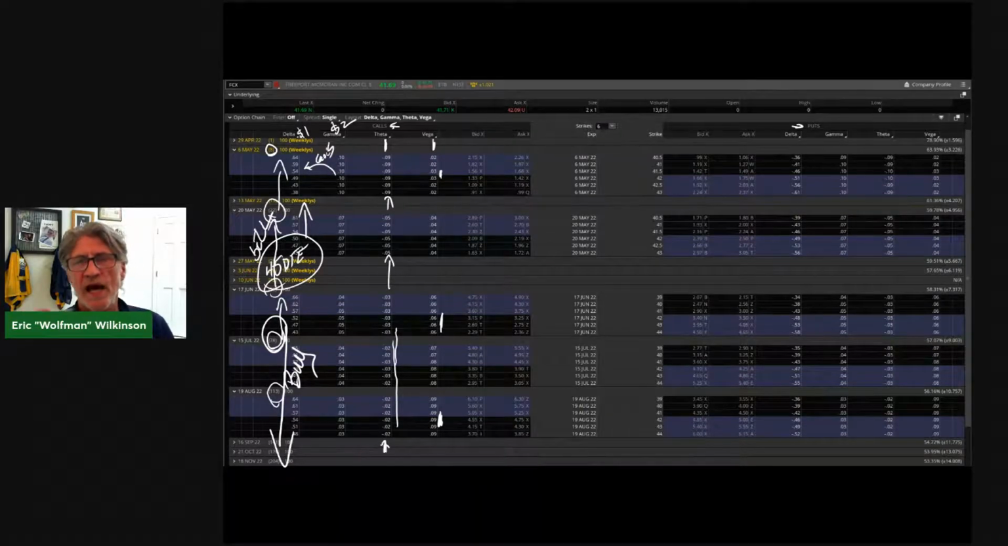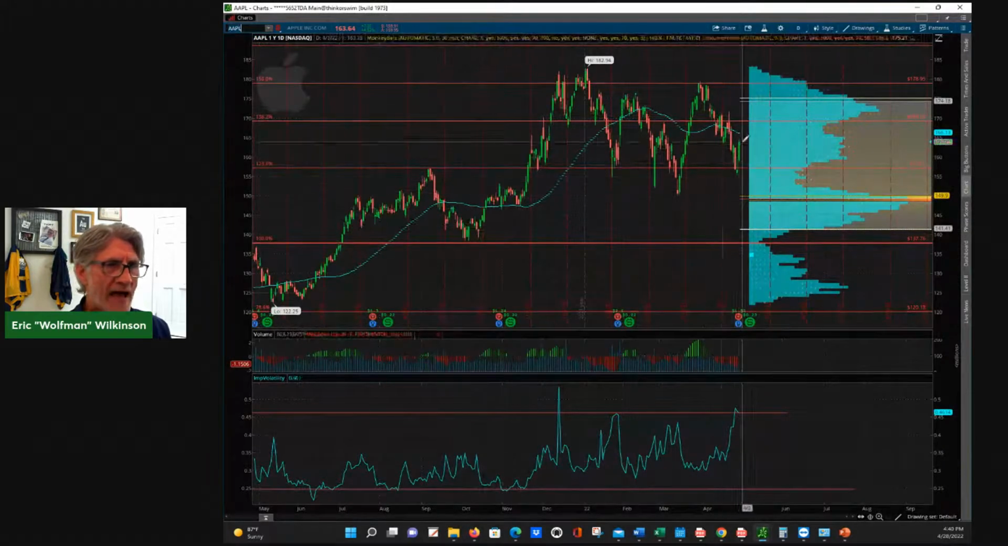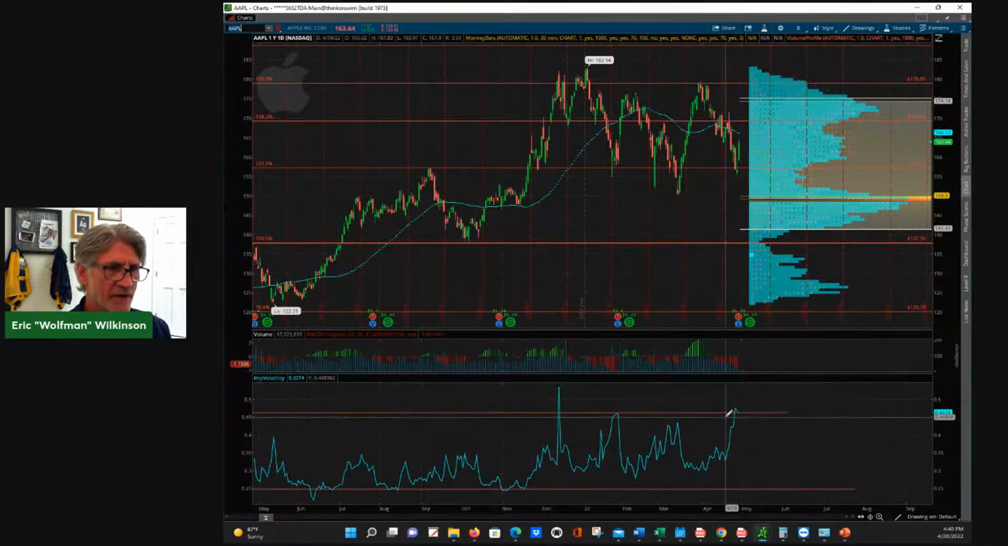So by selling high volatility based on my directional assumption, like if I'm bullish Apple, as a matter of fact, why don't I keep talking about Apple? Let's just pull up a chart of it. Hopefully I can pull up a chart. There we go. Apple just blasting off to the upside.